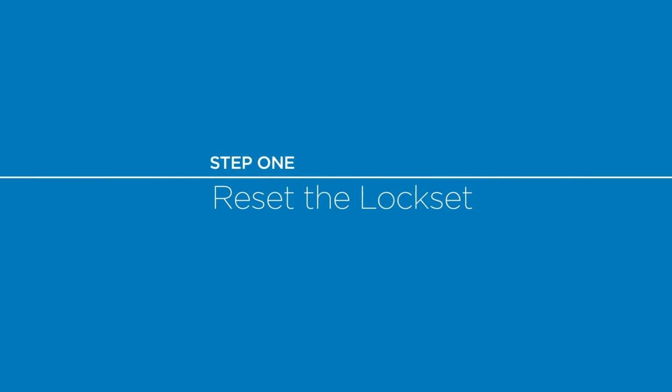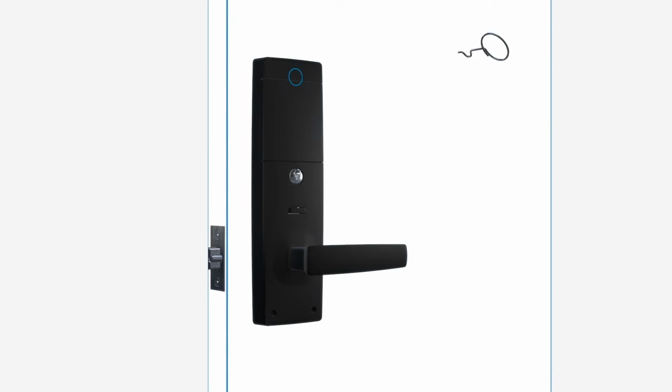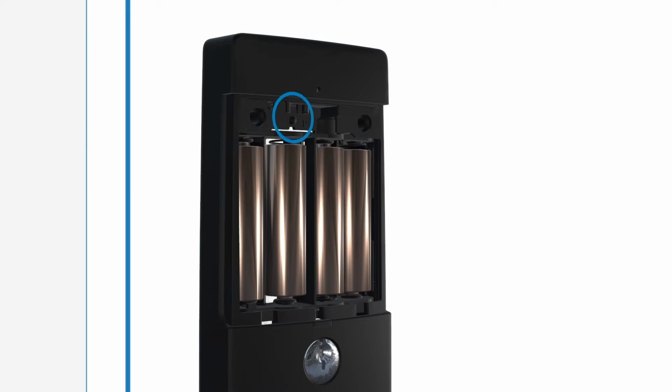Start by resetting the lock. Use the supplied tool to open the battery cover. Insert the batteries. Press and hold the program button for 10 seconds until the light blinks. You're now ready to program your lock.